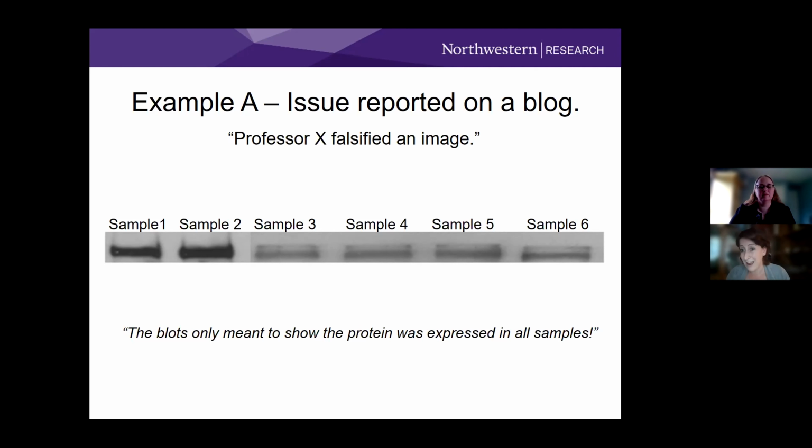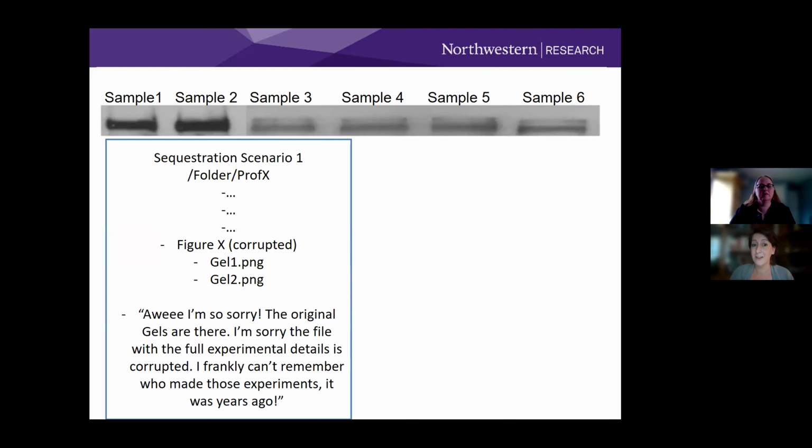So since our job is first to sequester, we have a first scenario in which this is exactly what happened. We go and we sequester. While we sequester, we found a number of files in the server folder of Professor X. One of the files is figure X that appears to be corrupted. Then there's gel 1 and gel 2. By looking at them, we realized that gel 1 and gel 2 are most probably the ones that created the figures. We're sure about it. So we ask Professor X about that, and he says, well, I'm so sorry. The original gels are there. I'm sorry the file with all the full experimental details is corrupted. I frankly can't remember who made those experiments. It was years ago. Very good.